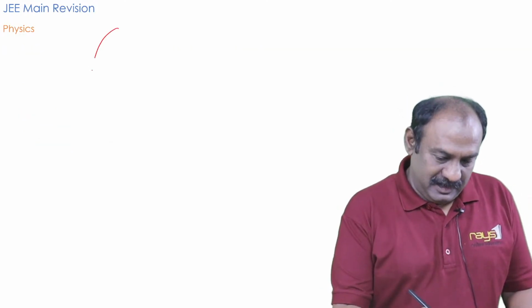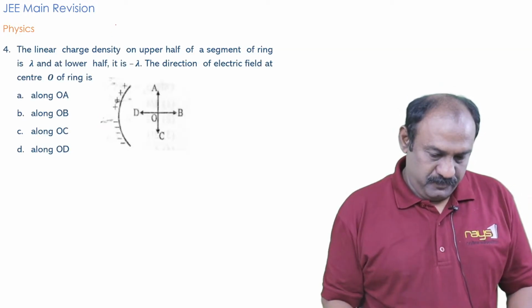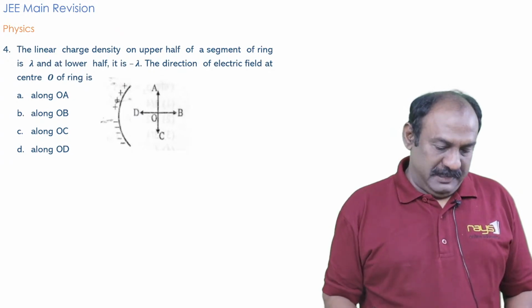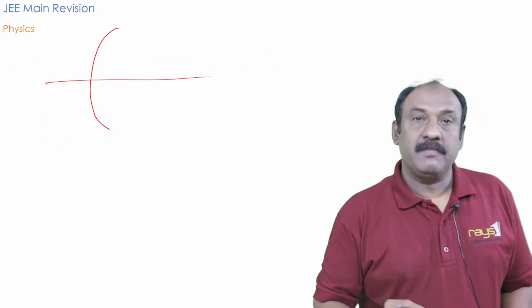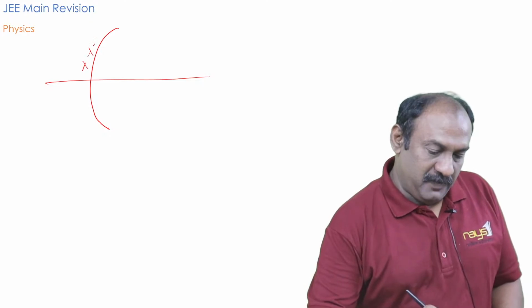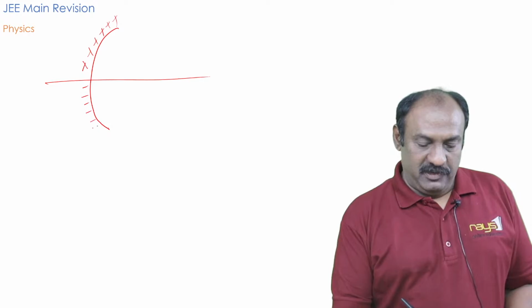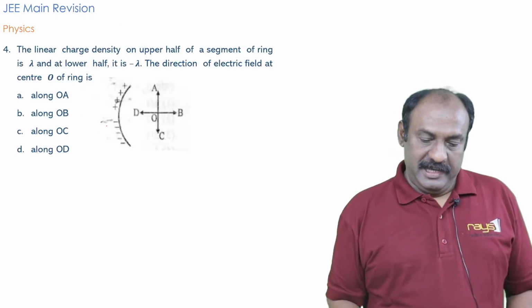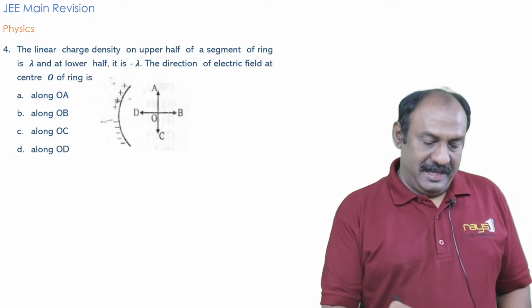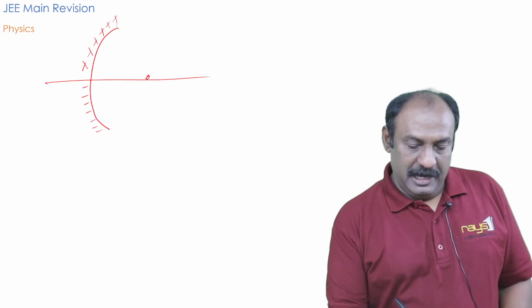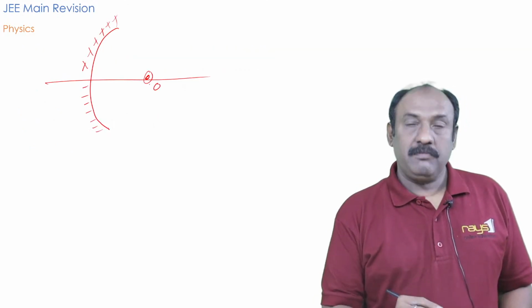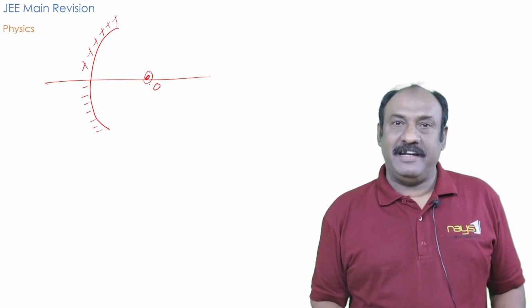So here this is the segment of the ring. For the segment of the ring, the upper half is given as positive charge and the lower half is given as negative charge. See what we want here: the direction of the electric field at the center of the ring. At this point we want the direction of the electric field at the center of the ring here.